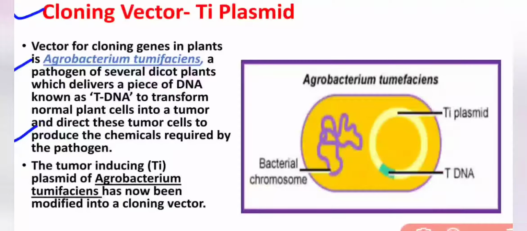cell, due to which the tumorous growth will take place on the plant and it results in formation of a callus on the plant body. Here in this diagram you can see Agrobacterium tumefaciens structure, where the bacterial chromosome is shown to you, and the TI plasmid containing the virulent region, that is the tDNA region in it. This tDNA region is mainly responsible for inducing tumor formation within the host cell.